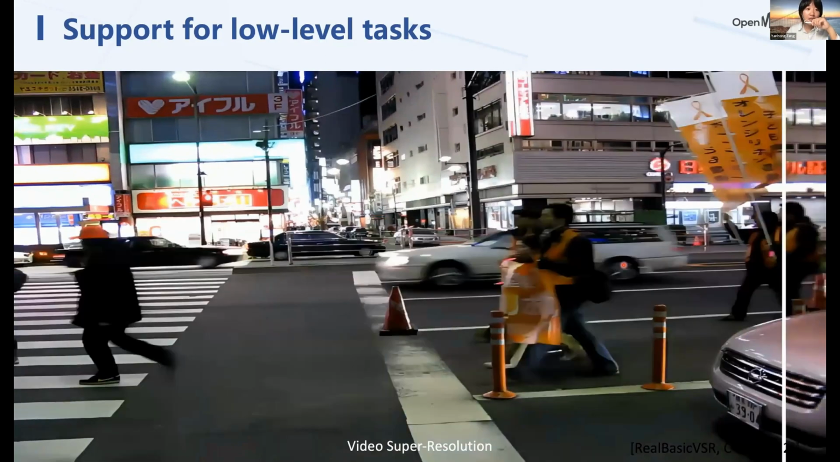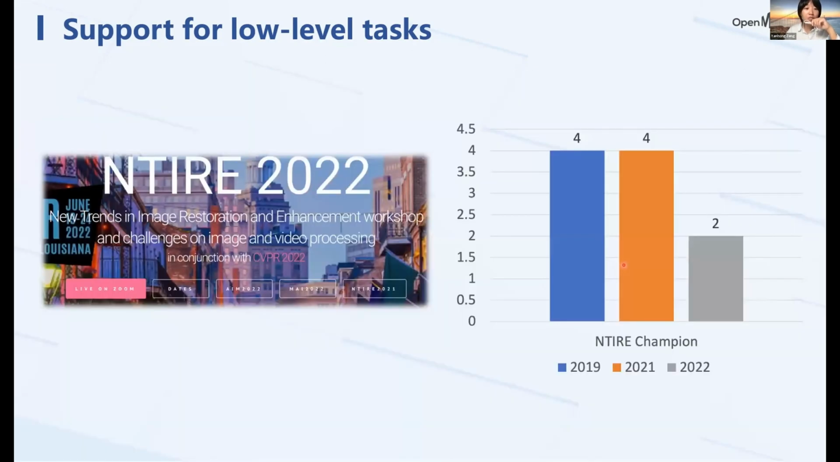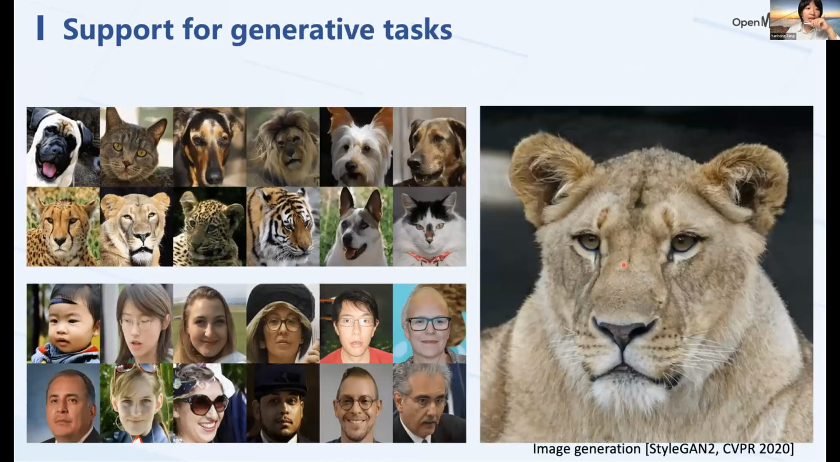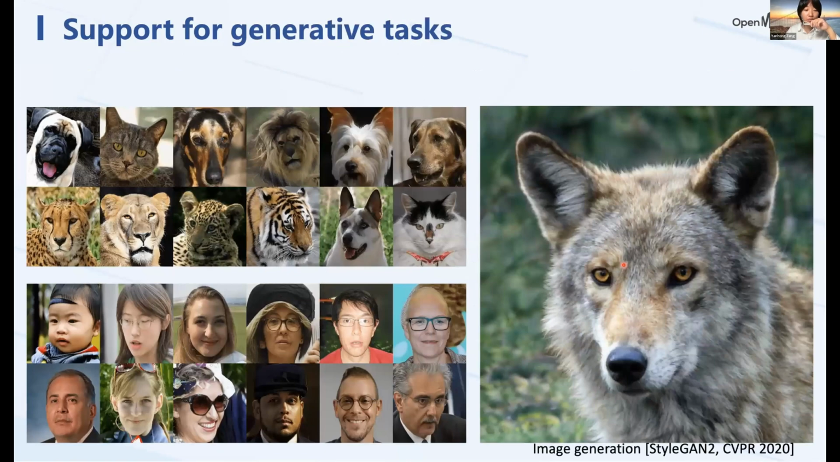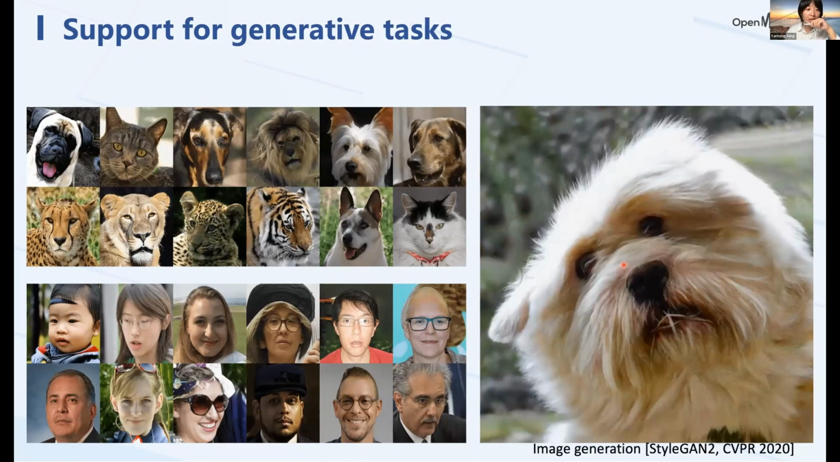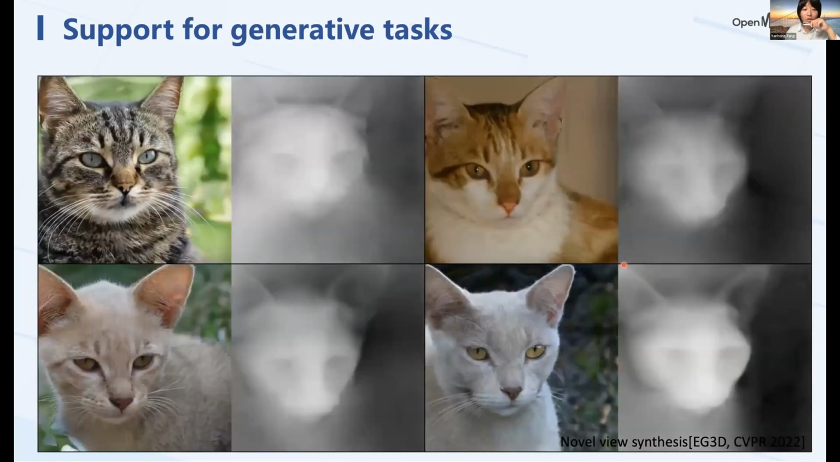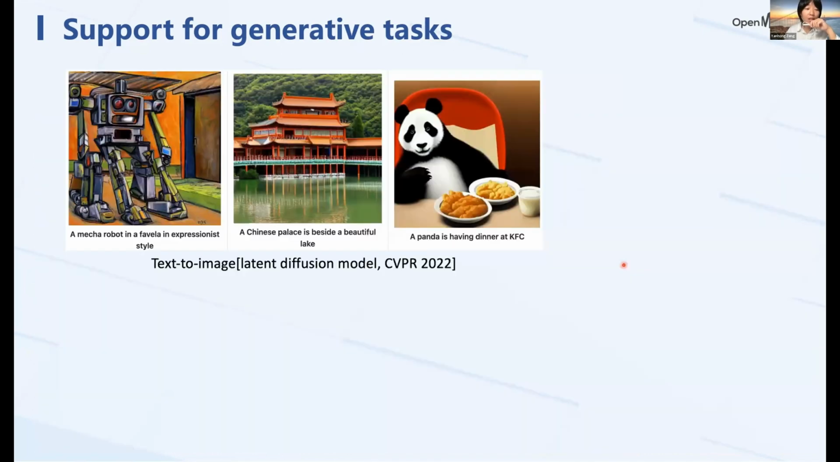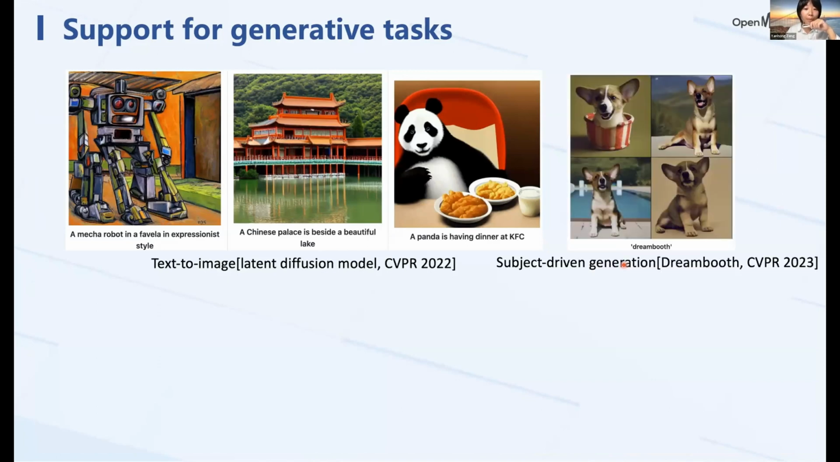And the library has supported community users to win 10 championships in top academic challenges. Besides, the library also supports many different generative tasks, including image generation by StyleGAN, novel view synthesis by EG3D, and recent popular topics, including text-to-image generation by latent diffusion model, and subject-driven image generation by DreamBooth.